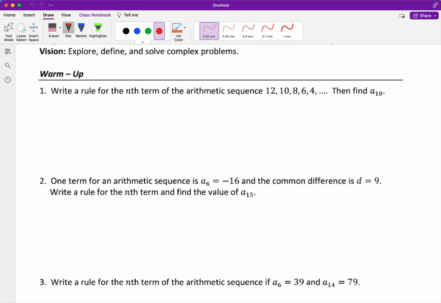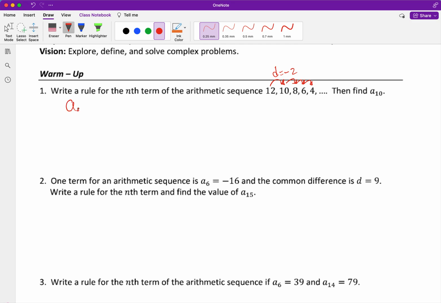All right, so number 1 says, write a rule for the nth term of the arithmetic sequence that goes 12, 10, 8, 6, 4, and so on, and then figure out a10. So the first thing I'm going to do is figure out, well, what are these things going down by? They told me it's arithmetic, so it has to have a common difference, and that's going to be -2. And then I know that my first term is 12.